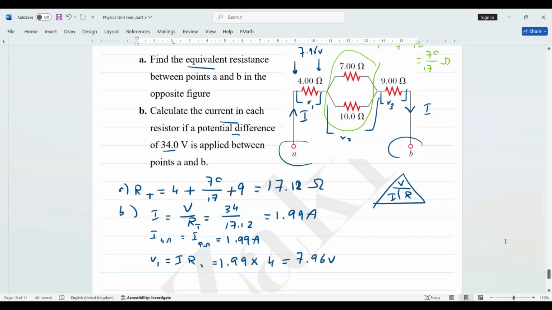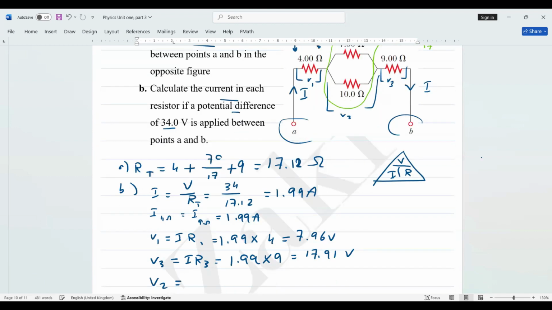What about V3 through 9? So V3 equals I R3. I is the current from the circuit multiply R3, which is 9. So 1.99 multiplied by 9 equals 17.91 volt. Now we can calculate V2. The total voltage is 34, so we can calculate V2 in the parallel branch. So V2 equals 34 minus open bracket, V1 is 7.96 plus V3 17.91. We can get this value.